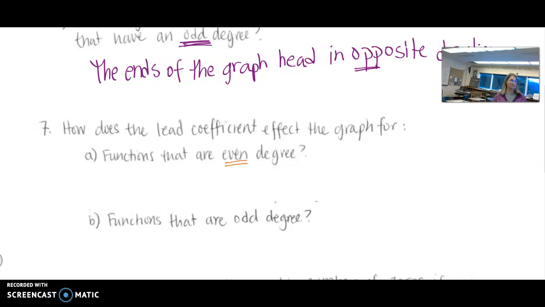And do the same thing for functions that are of odd degree, and write your answers here. And if you are struggling with that, let me know. We'll go over it in class, but I want you to try to do that on your own.